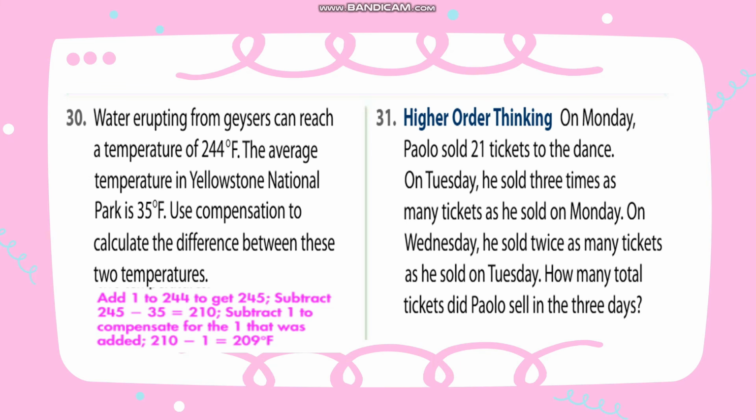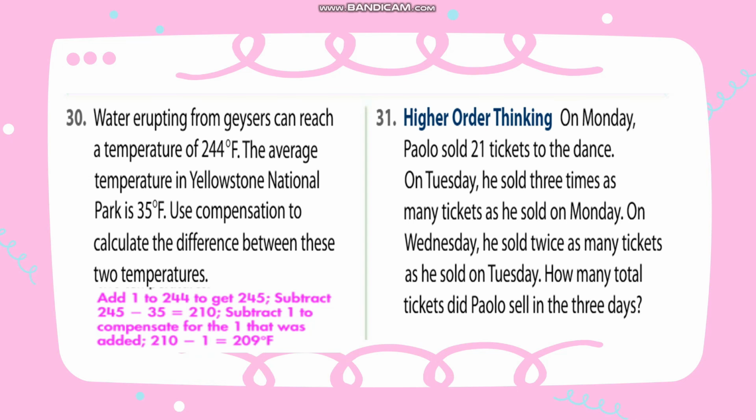That is equivalent to 210. So subtract 1 again to compensate for the 1 that was added. So 210 minus 1, so 209. So 244 minus 35 is 209.